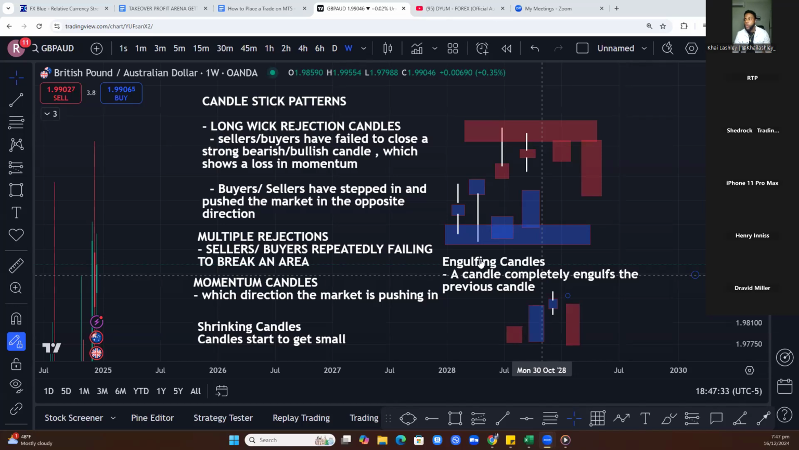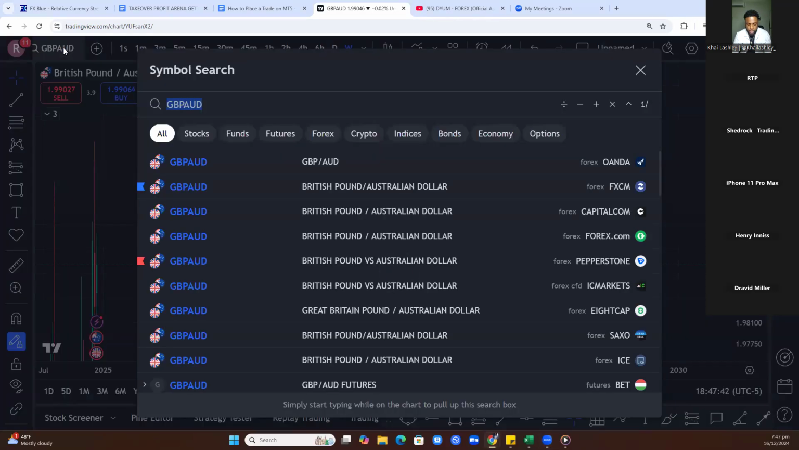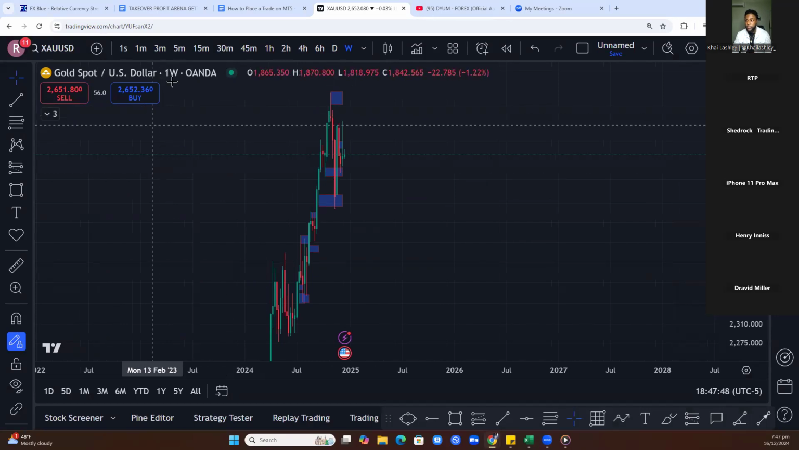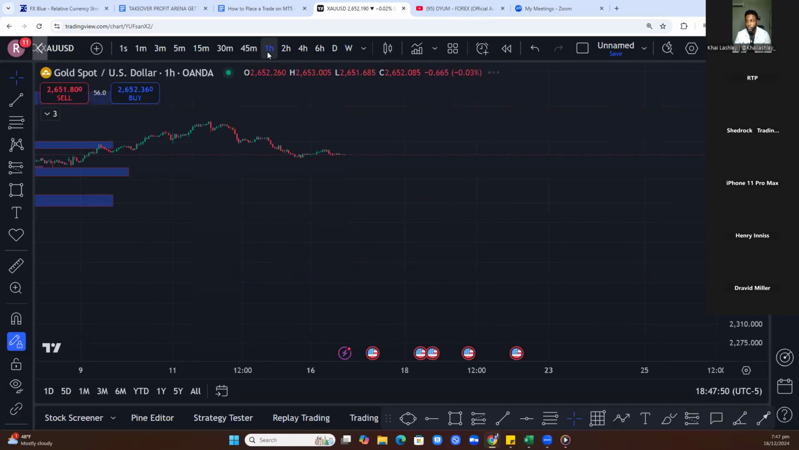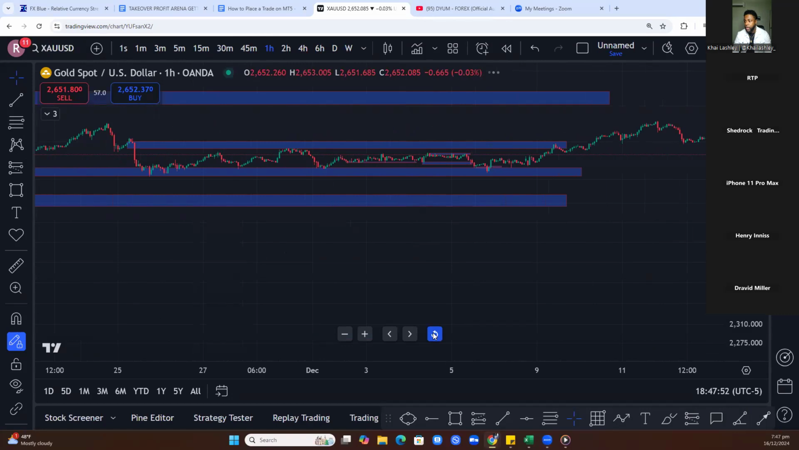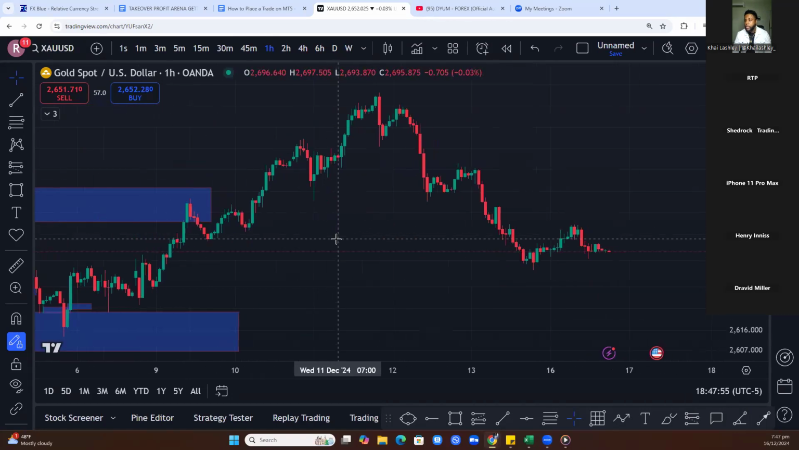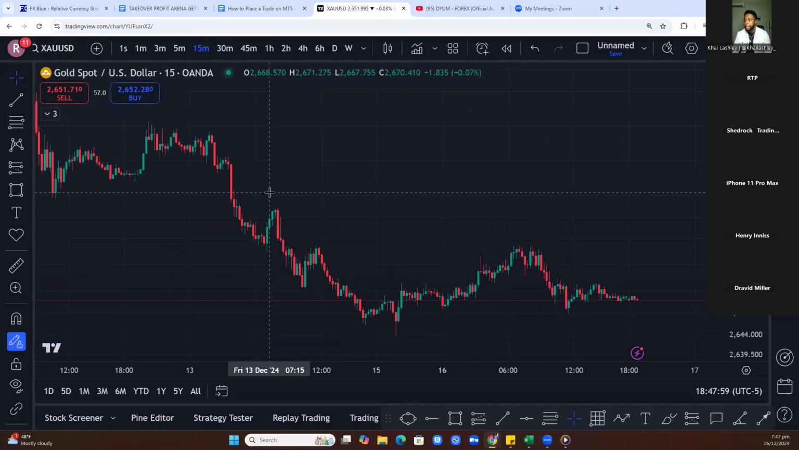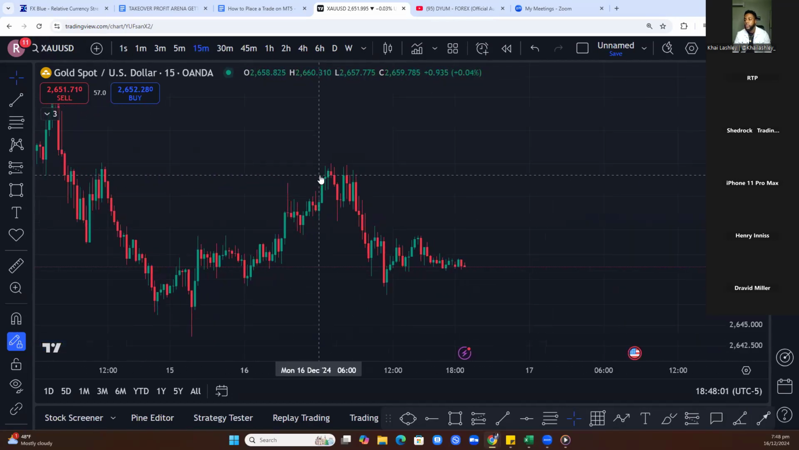Now, let's put it on a chart. Let's look for it. Cool. Awesome. So I'm going to use gold as an example today. I'm going to use the gold setup today. Anybody took the gold setup today?